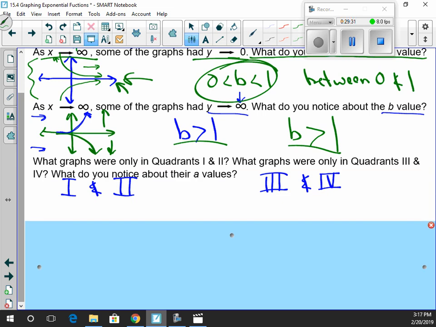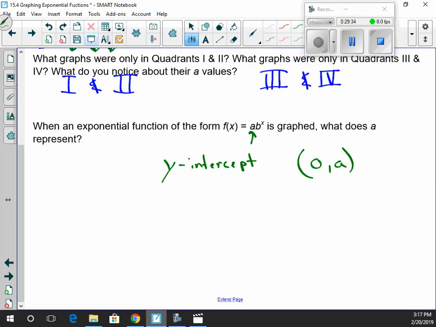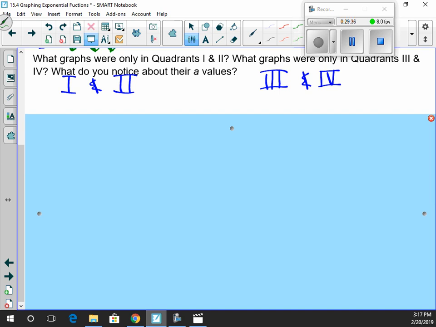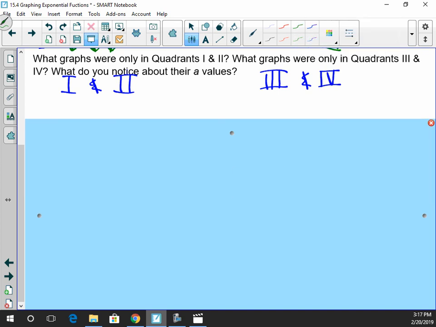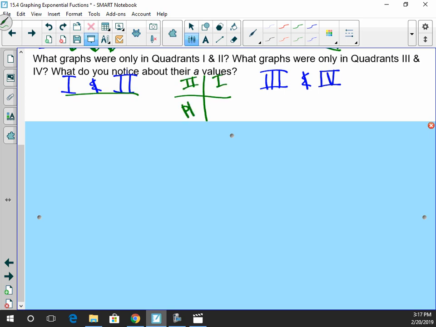And I'm going to get rid of this shade now for a second. All right. What graphs were in quadrants 1 and 2, and what graphs are only in quadrants 3 and 4? What do you notice about their a values? And we talked a lot about this already, but quadrants 1 and 2. If you're not familiar with quadrants, remember quadrants are labeled this way: 1, 2, 3, and 4, right?